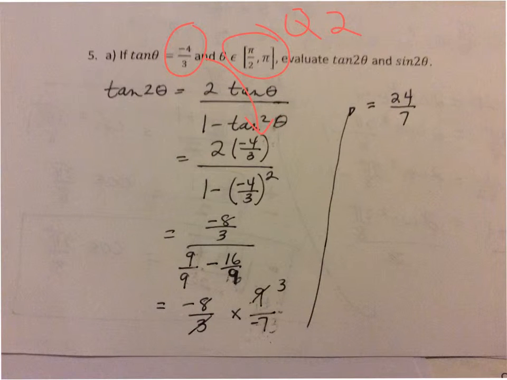Simplifying, 2 times -4 over 3 is -8 over 3. In the denominator, 1 minus -4 over 3 squared: when you square that it becomes 16 over 9, but there's a subtraction sign there, so we keep that, and I wrote the 1 as 9 over 9. Whenever you're dividing fractions, you multiply by the reciprocal. So the final answer for tan 2 theta is 24 over 7.